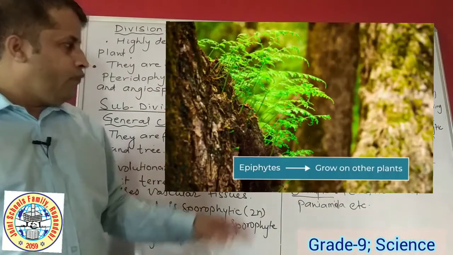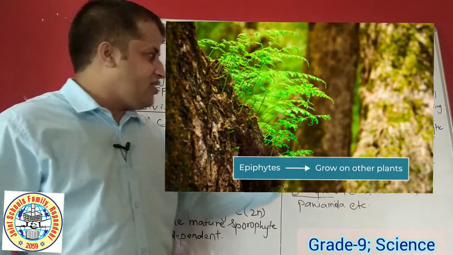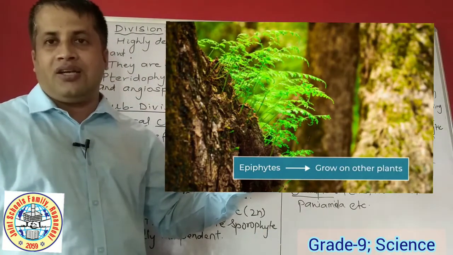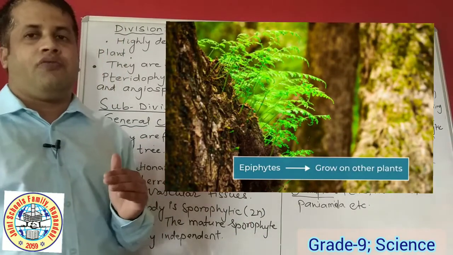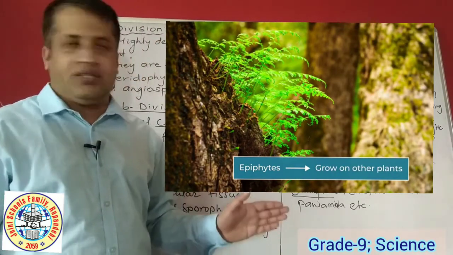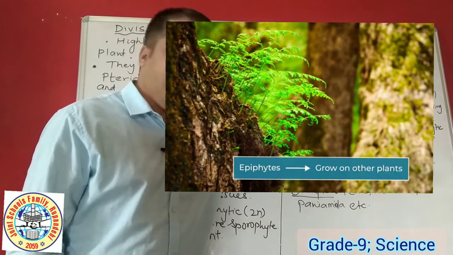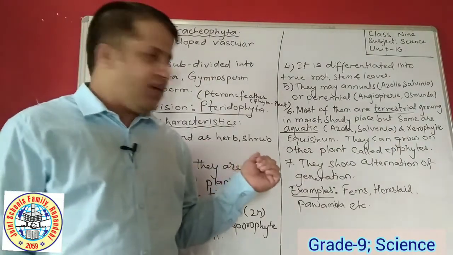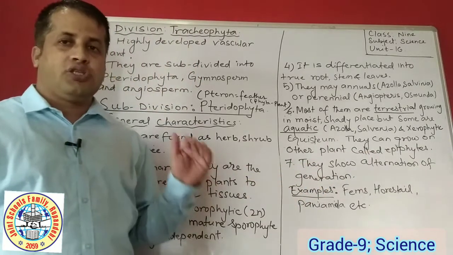Another characteristic is that they can grow on other plants also. They may be growing on plants like mango and others. They can grow on the plant's body, and the type of pteridophyta which grows on the body of other plants is known as epiphytes. Is it clear?